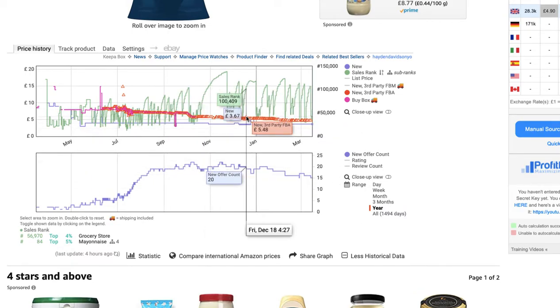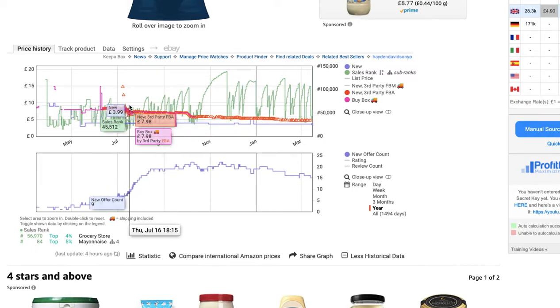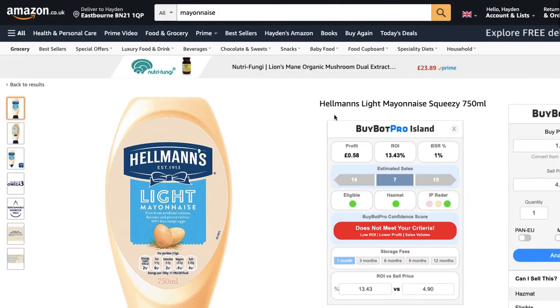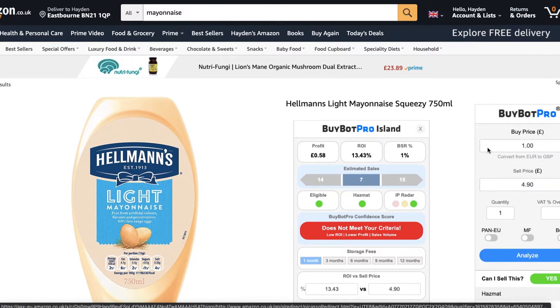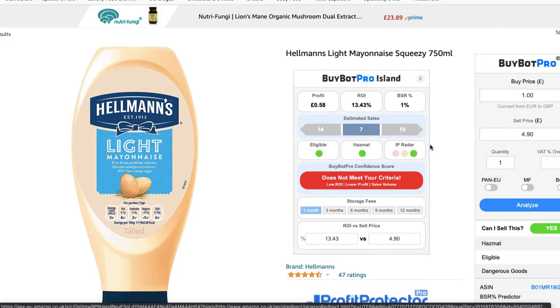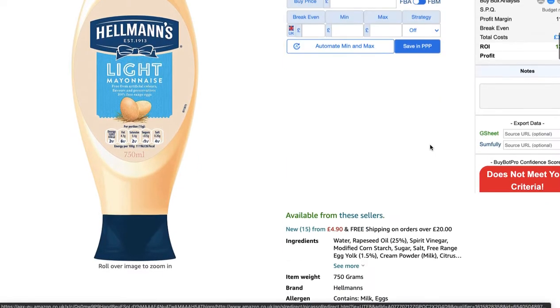Price is important. When you're looking at the Keepa graph for your price, you need to have consistency somewhere, okay? So let's give you an example for this. If you were buying this for £1 and selling it for £4.90, you're only making 58p profit, as Buybot Pro says there, 13.4% ROI. That could be okay for some sellers, but for me, no, that's not okay, okay?